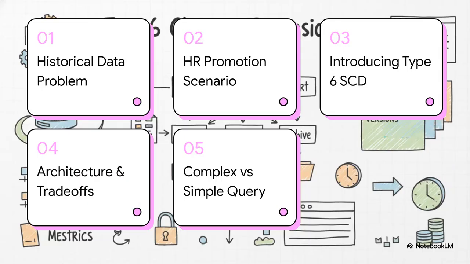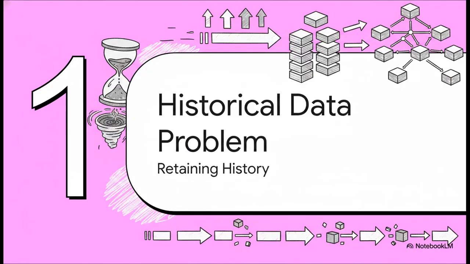Okay, let's dive right into this. Here's our roadmap for the explainer. First up, we'll look at the historical data problem, then walk through a real-world HR promotion scenario. After that, we'll introduce the Type 6 SCD, break down its architecture and trade-offs, and finally, wrap up by comparing complex versus simple querying. All right, let's kick things off with part 1, the historical data problem.